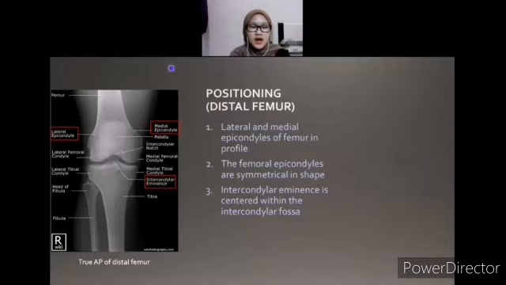Next, for the positioning, I've divided the criteria for the positioning into two parts, which are positioning of the distal femur and positioning of the proximal femur. These are the positioning criteria for true AP of distal femur. The lateral and medial epicondyles of femur are in profile, and the femoral epicondyles are symmetrical in shape, meaning that both of them are the same size. And the intercondylar eminence is centered within the intercondylar fossa.